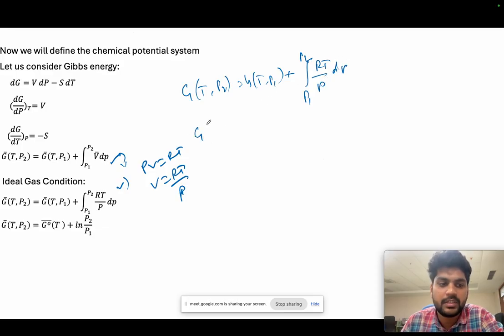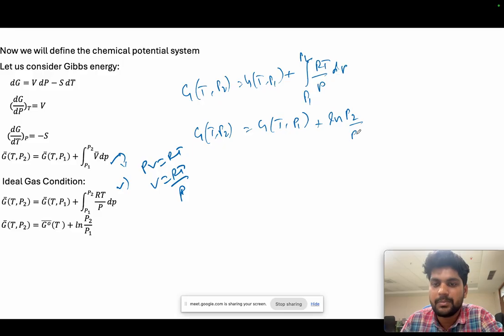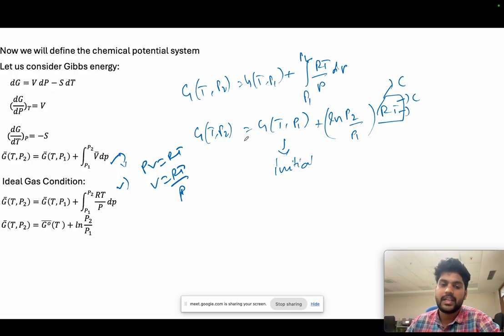Which we will get as G of T, P1 plus RT ln of P2 by P1. RT is constant, so that's why I have taken it outside the integral. This is a constant value and this is a constant value, so I didn't mention it here. So what will be the initial pressure? We can't say, right? So I have taken an initial condition and then we move to some other condition. That's why we have taken the standard one as 1 bar.